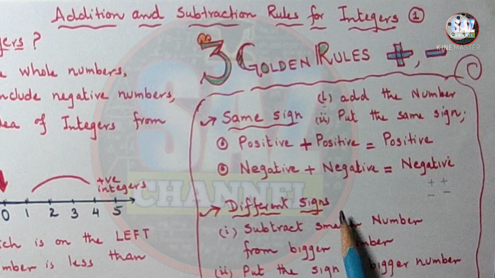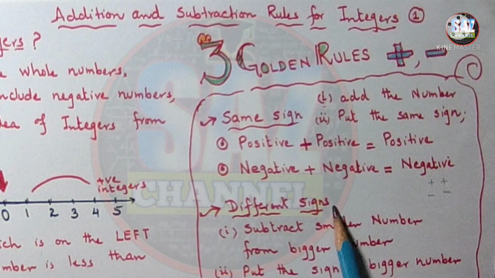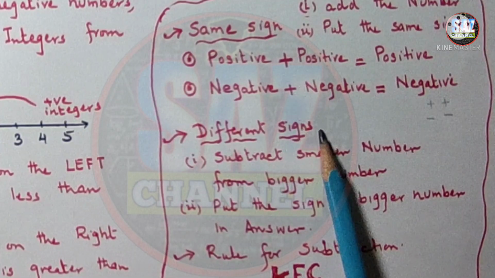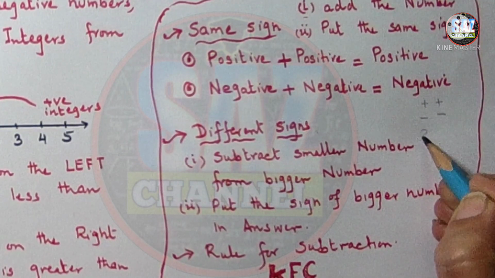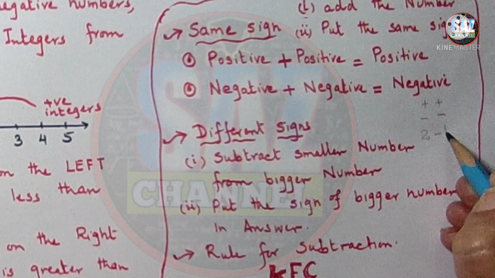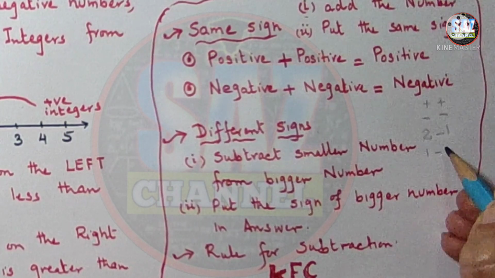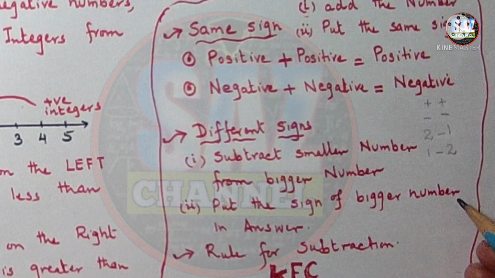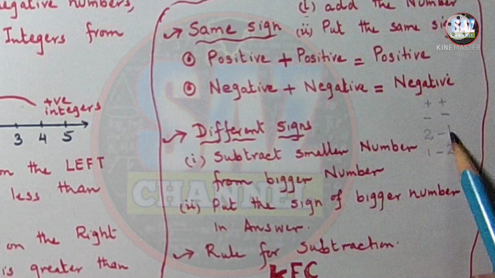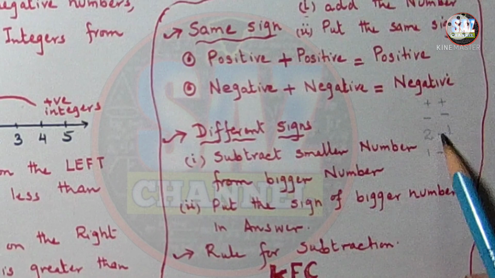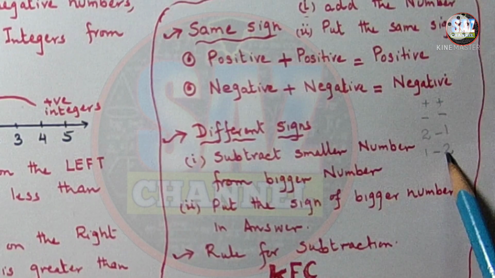And coming to the second situation, where we will be getting different signs. Suppose I have a situation like 2 minus 1 and the other is 1 minus 2. We can see that we are getting the same two numbers, but here 1 is after the minus sign and here 2 is after the minus sign.